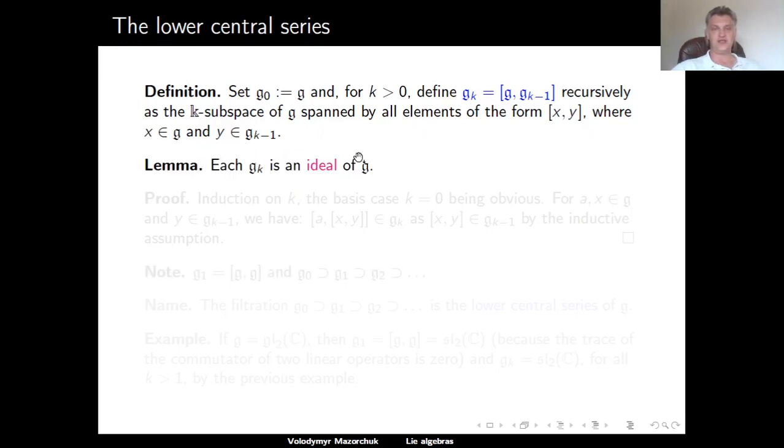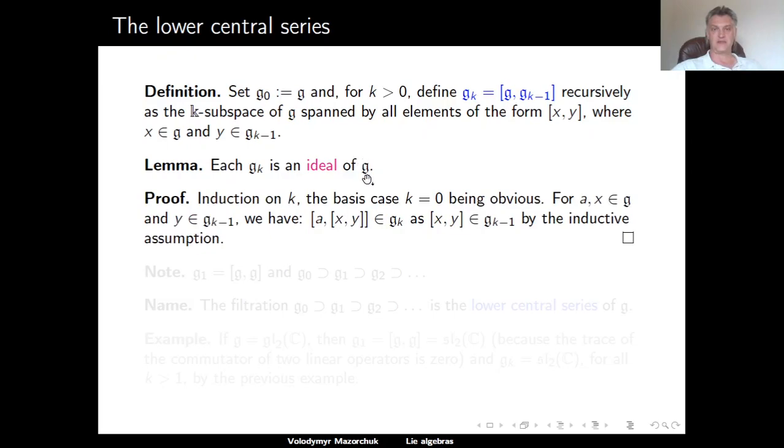We claim that each Gk defined in this way is an ideal of G. We prove this by induction on k. The basis of the induction, the case k equal to 0, is obvious since in this case G0 is just equal to G, which is obviously an ideal in G. To prove the induction step, we take two elements A and X in G and an element Y in Gk minus 1, and look at the bracket of A with a bracket of X and Y. As Y is an element of Gk minus 1, we can use the inductive assumption and deduce that the bracket of X and Y belongs to Gk minus 1. In other words, the bracket of A with this element is in Gk by definition.